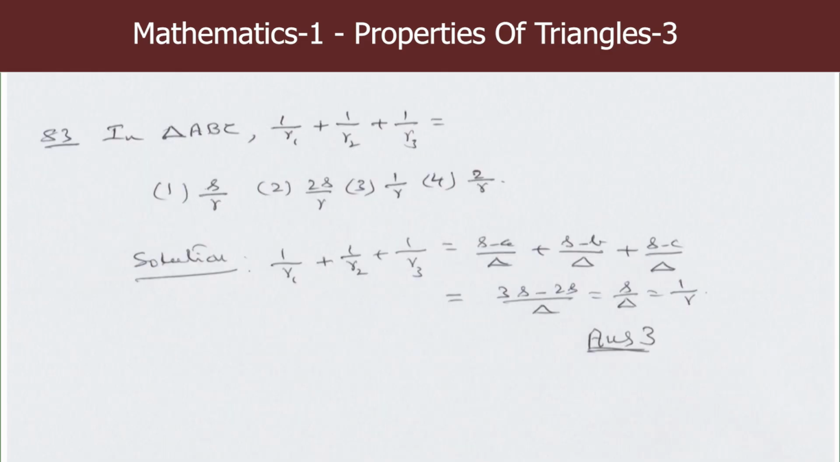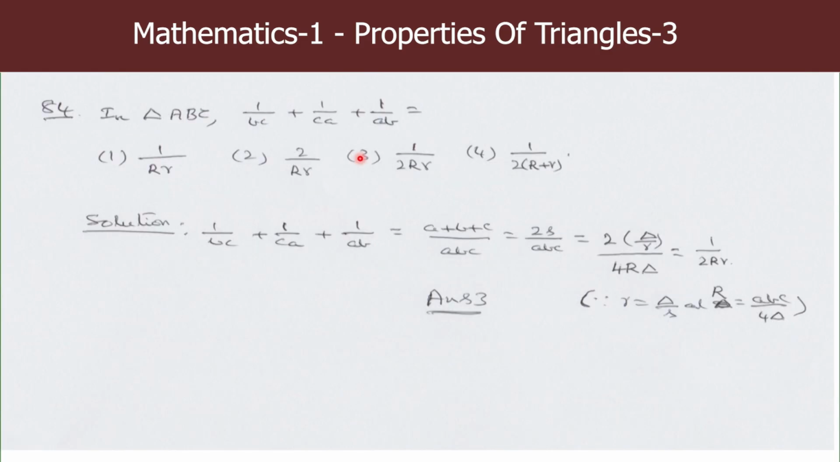83. In triangle ABC, 1 by R1 plus 1 by R2 plus 1 by R3. This is a standard result, which is nothing but only 1 by r. So it is equal to 1. S by R, 2. 2S by R, 3. 1 by r, and 4. 1 by R. Again, for R1, R2, R3, you use delta by S minus A, delta by S minus B, delta by S minus C. Then S minus A by delta plus S minus B by delta plus S minus C by delta, which is S by delta, namely that is equal to 1 by r. Correct option is option number 3.